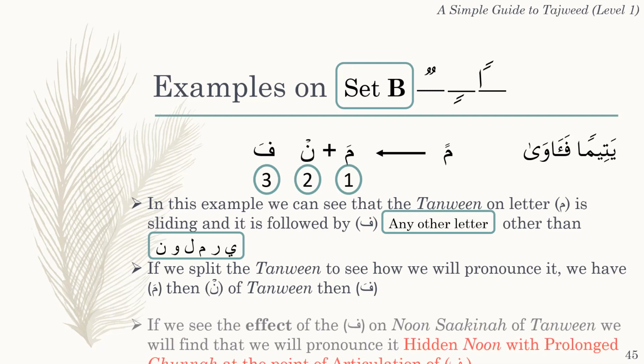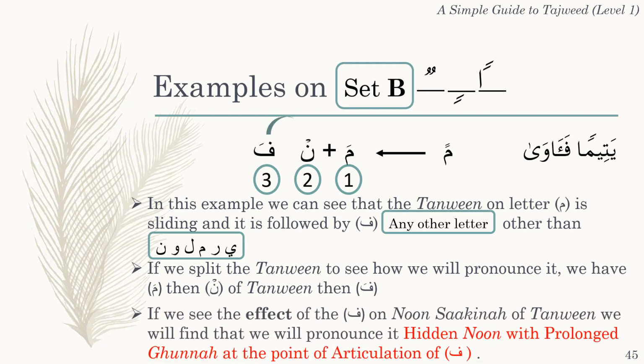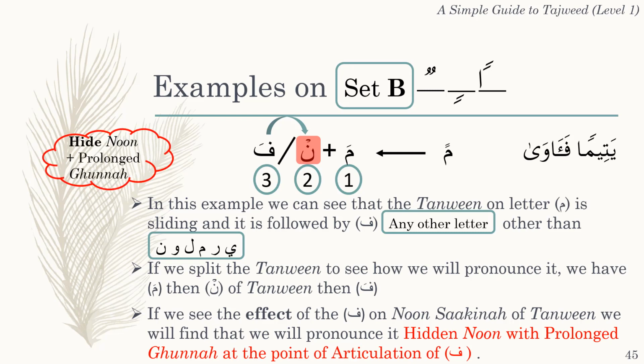If we see the effect of the fa on noon sakina of tanween, we will find that we will pronounce it hidden noon with prolonged ghunna at the point of articulation of fa. Now listen to Sheikh Ahmed reading the example and check if he read it correctly or not.